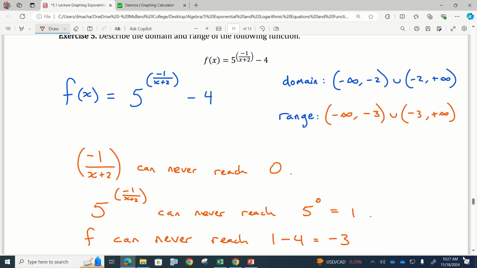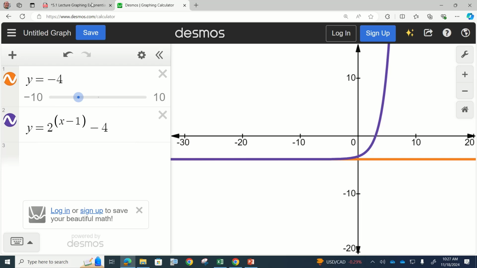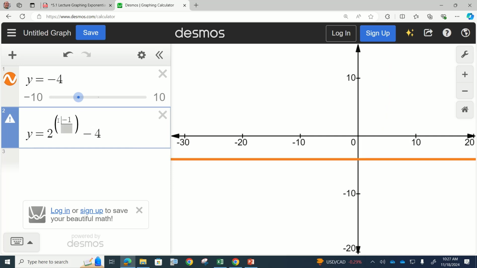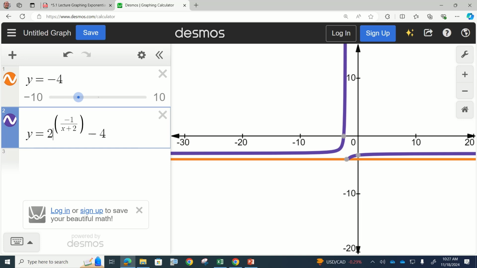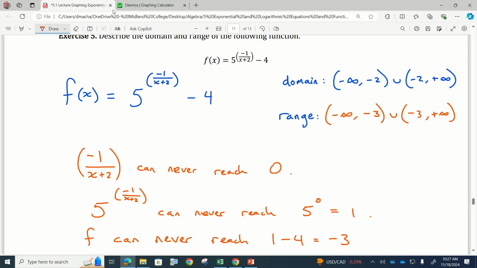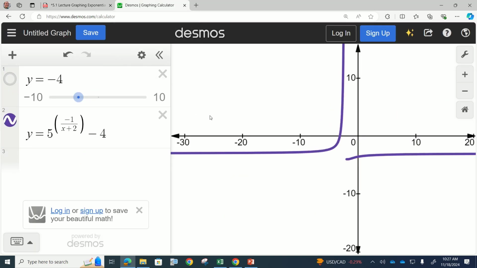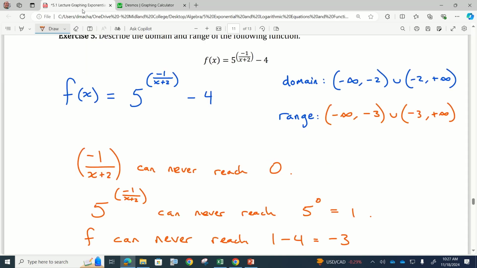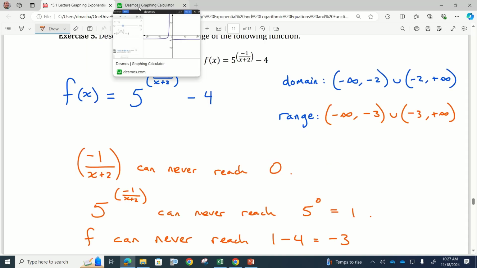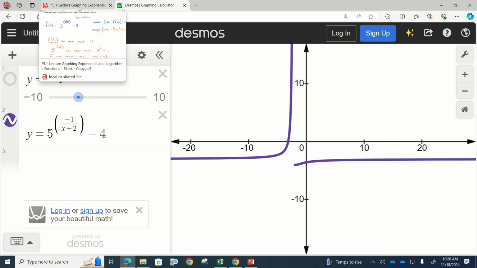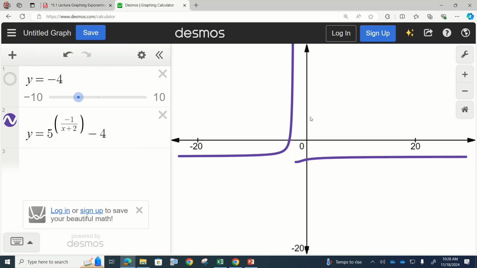Okay, I've probably said this enough times. If I want to check my answer, it's 5 to the power -1 over x plus 2 minus 4. Oh. Maybe this is a lot more interesting than I thought it was. Is it though?